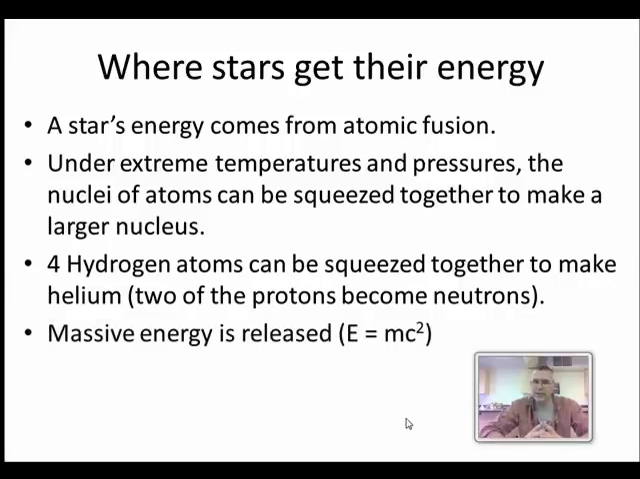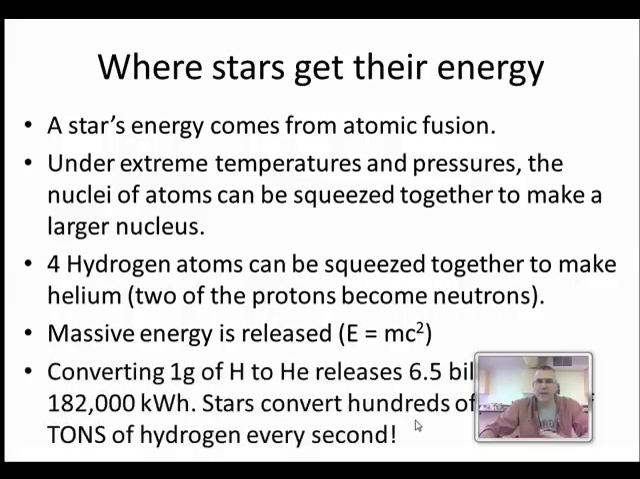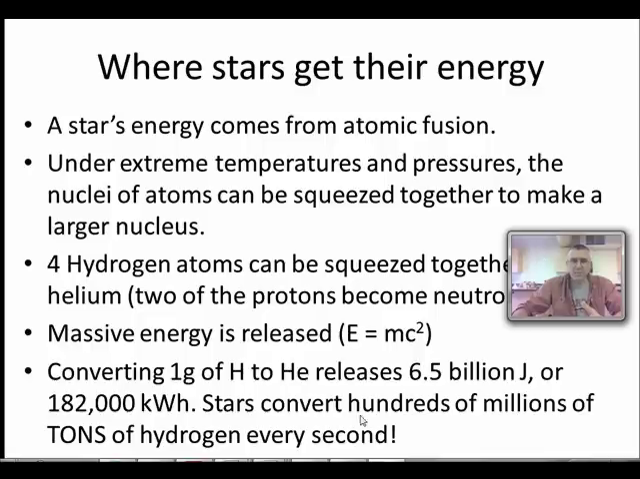And when it does this, there's a tremendous amount of energy that's released. Now, you've probably heard of this equation here, E equals mc squared. And what it means is that any mass that is lost in this is converted into energy, and we have to multiply it by the square of the speed of light, which is a really, really big number. So, just to put it into perspective, if we take 1 gram of hydrogen gas and we convert it into helium, it will release 6.5 billion joules of energy, or the other unit of energy we looked at was kilowatt hours. That would be 182,000 kilowatt hours. That's enough to power your neighborhood for a good long time.